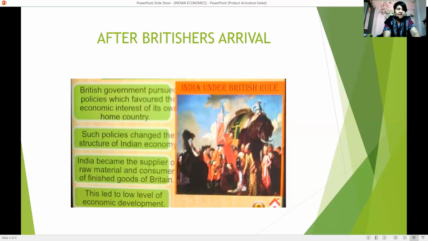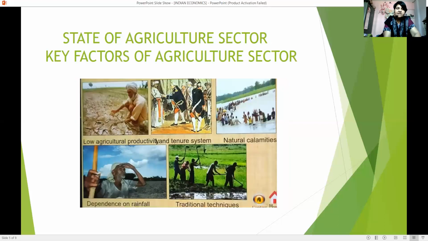Is it clear? And this is the major role played by the Britishers in bringing down the level of economic development of India. That is, due to this reason, a low level of economic development took place. Understood, students? So this was the condition after the Britishers' arrival. Let's see now what happened.